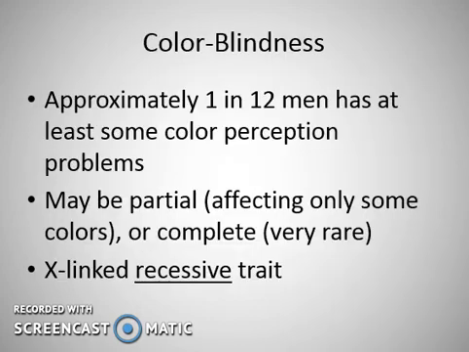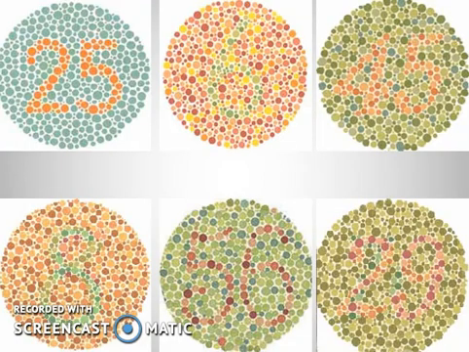About 1 in 12 men has color blindness. It can be partial, it says, or complete. And again, it's an X-linked recessive trait. So you can see here, these are the diagrams that are used to test someone to see if they have color blindness.